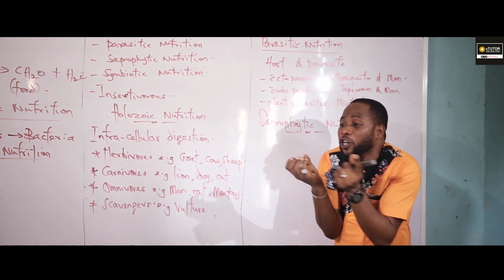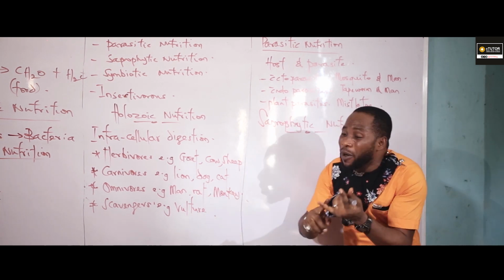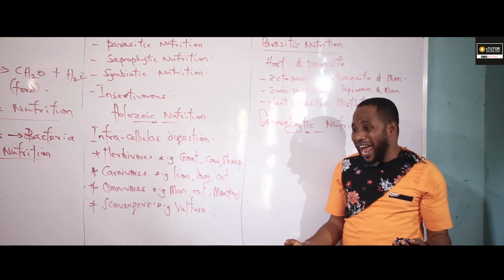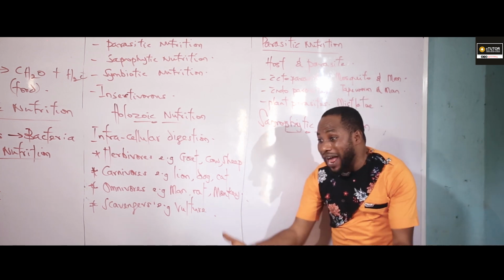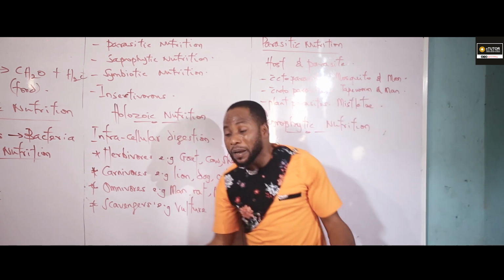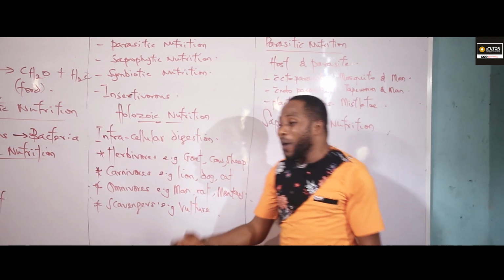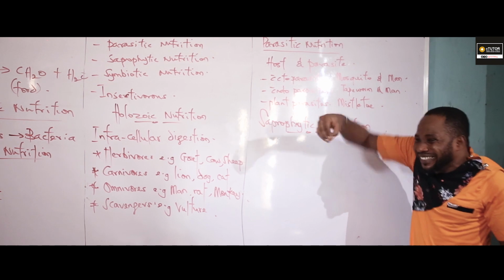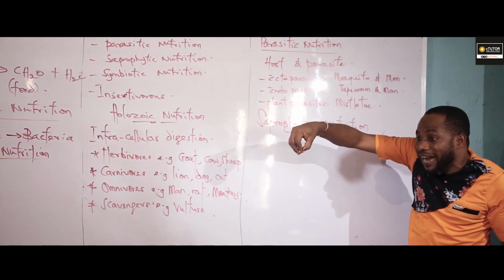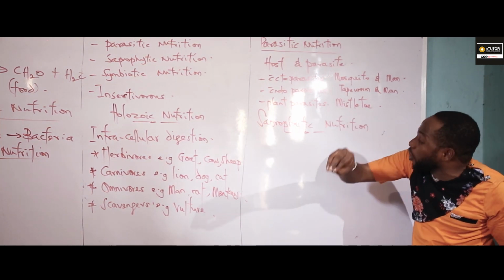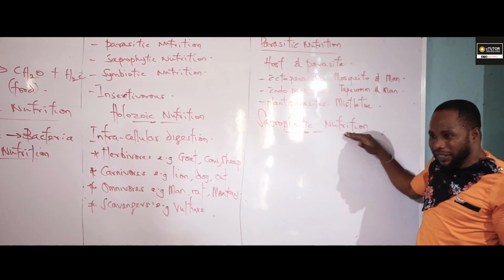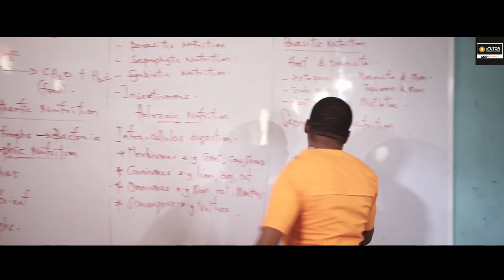Now, when you hear the word organic material, these are materials or substances that contain carbon, hydrogen, and oxygen. Are you getting me now? Most of the food that we are feeding on are all organic materials. So when an organism is feeding on dead and decaying solid organic material, we say such organisms undergo saprophytic nutrition.